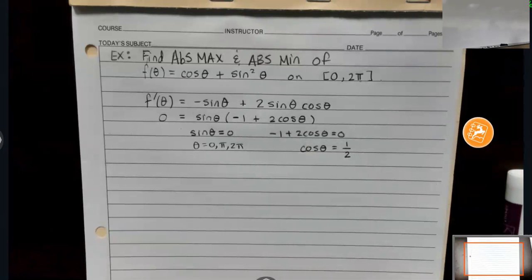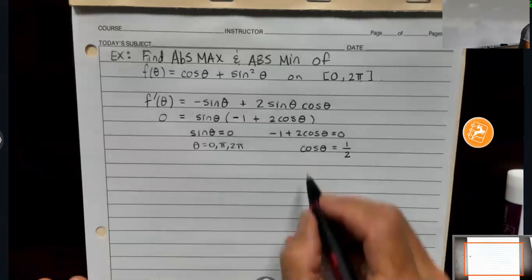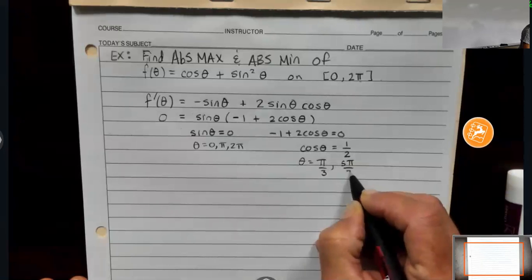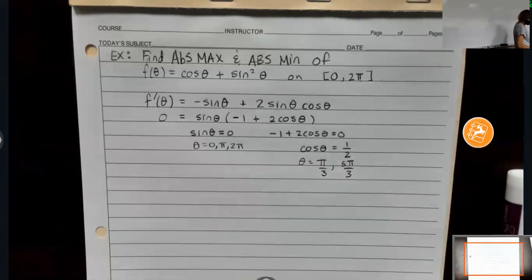What's the reference angle there in quadrant 1? Pi over 3. And cosine is also positive in quadrant 4. So which angle is in quadrant 4? Which multiple of pi over 3? 5 pi over 3, since 6 pi over 3 is 2 pi. So 2 critical numbers are at pi over 3 and 5 pi over 3 from that factor. So we've only listed the ones between 0 and 2 pi, including 0 and 2 pi.